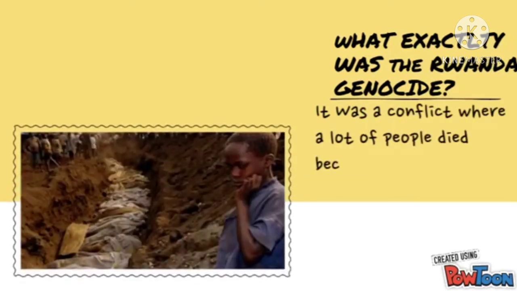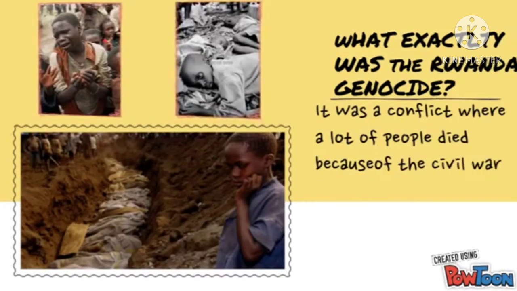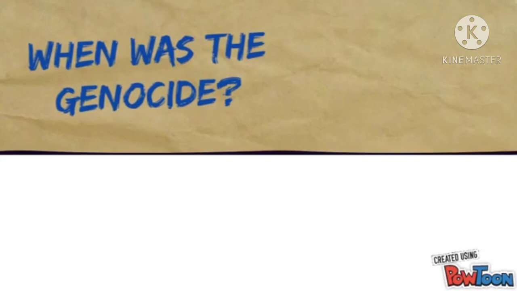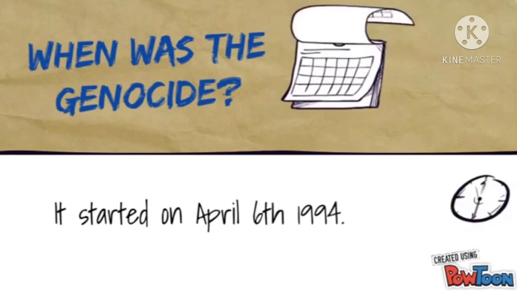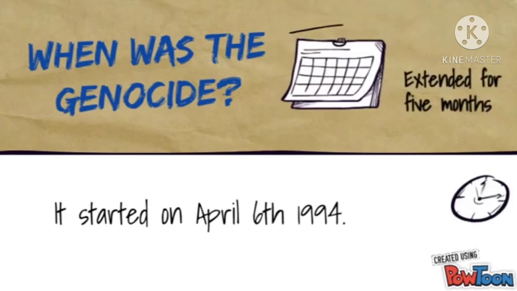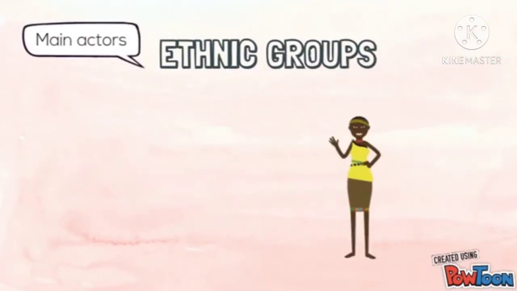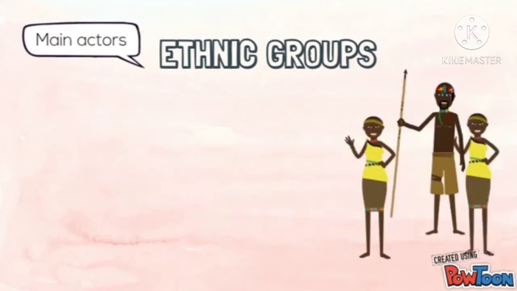But what exactly was the Rwandan genocide? It was a conflict where a lot of people died because of the civil war between the Hutus and the Tutsis. When was the genocide? When did it start? Okay, it started on April 6, 1994. The war lasted for 100 days. The Rwandan war between the Hutu and the Tutsi lasted for 100 days.